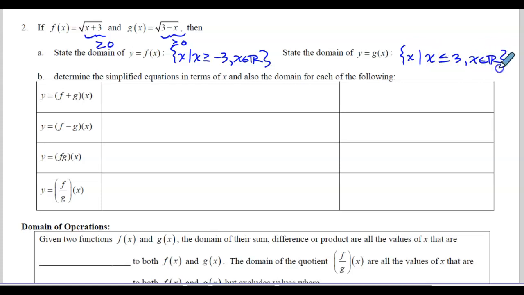Just be careful of the sign, right? So you have 3 minus x greater than or equal to 0. You bring the x over. You get x on the right at the little end. So less than or equal to.